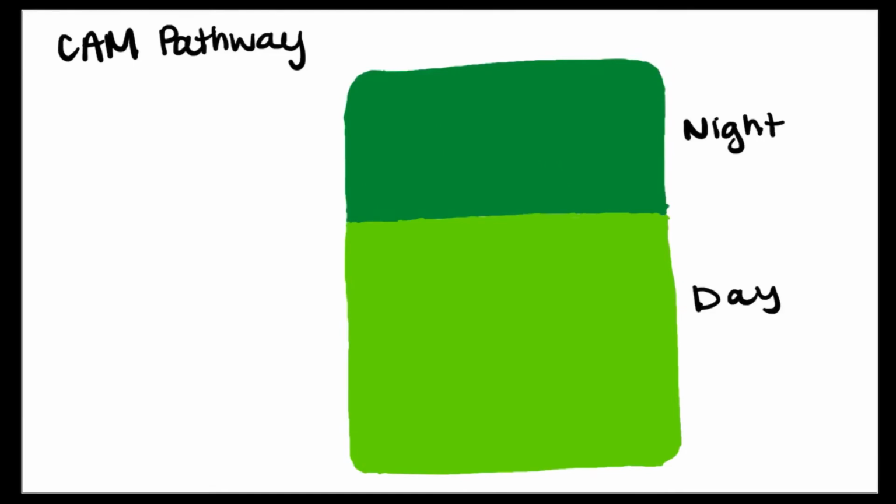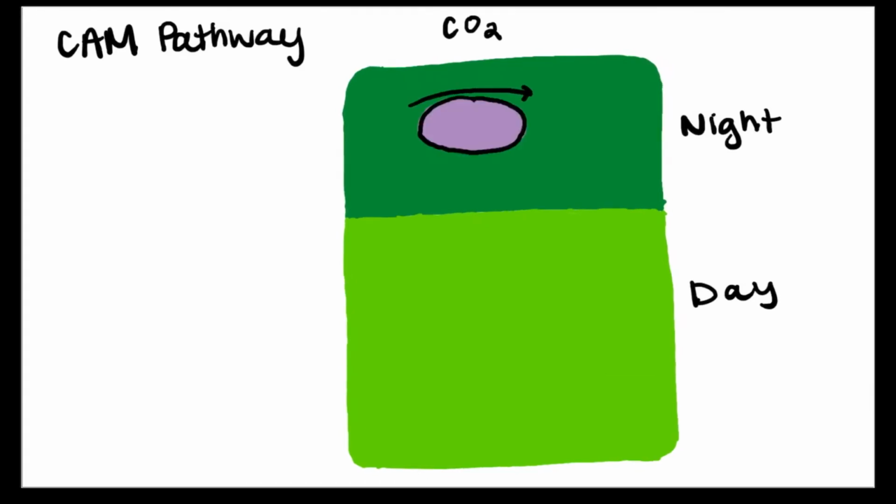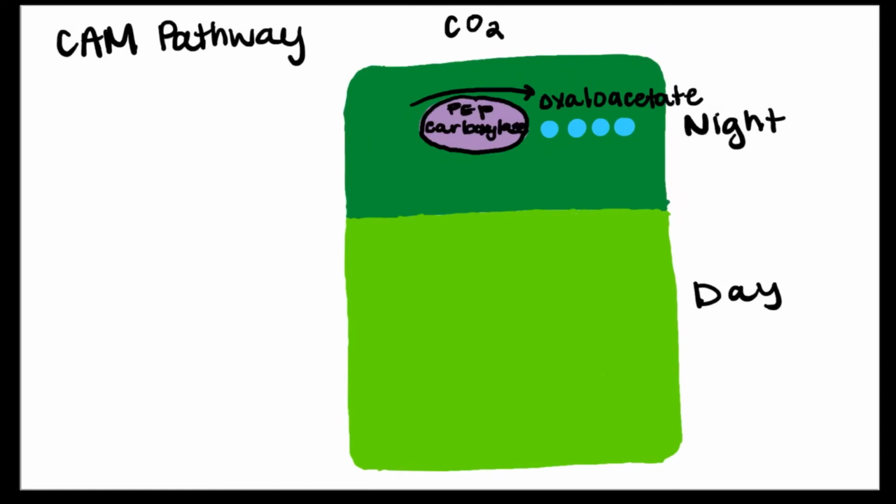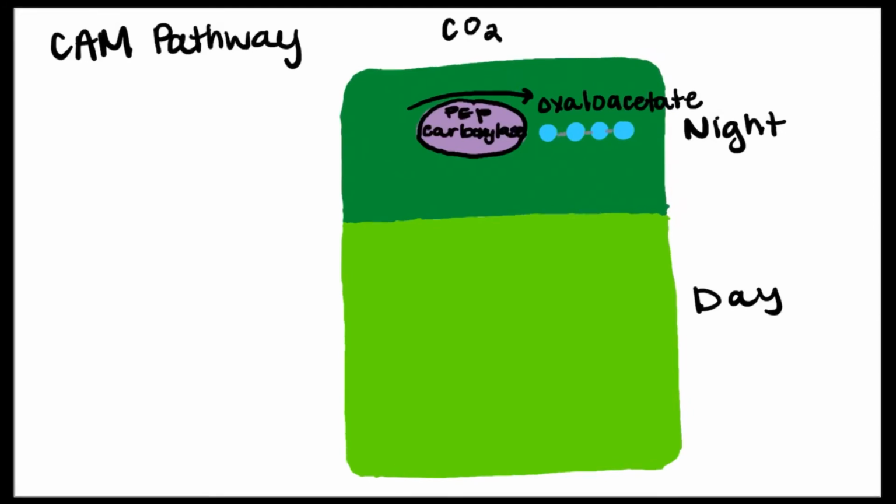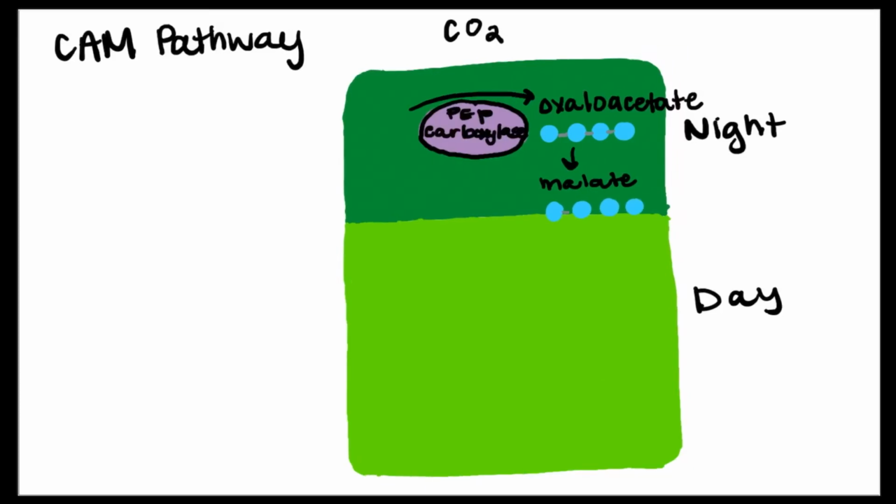At night, CAM plants open their stomata, allowing CO2 to diffuse into the leaves. CO2 is fixed into oxaloacetate by PEP carboxylase. This is the same reaction that occurs in C4 plants. The oxaloacetate is then converted to malate. In CAM plants, it isn't always converted into malate. Sometimes it's other organic acids. This malate or organic acid is then stored in the vacuole until the next morning.